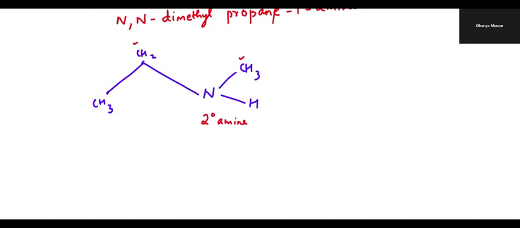Okay. So we number it from here because this is the nearest carbon connected to the nitrogen atom. Then next is, this is the second carbon atom. So connected to the nitrogen atom is the methyl group. So N-methyl, two carbon atoms. They're all single bonds. So ethane.